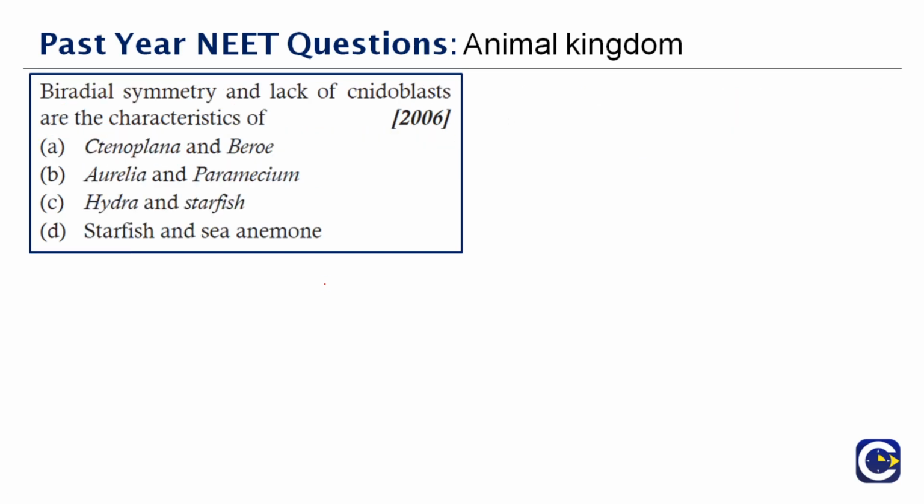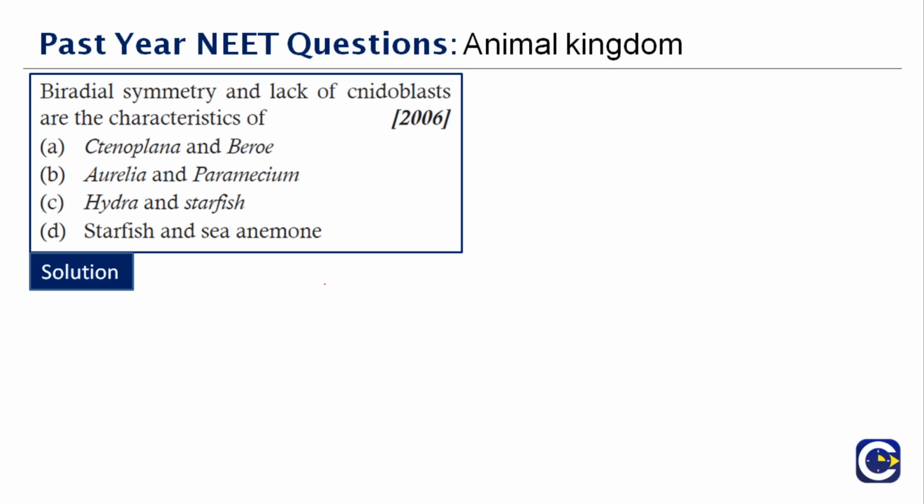Next question here: biradial symmetry and lack of cnidoblasts are the characteristics of dash. So what actually comes under this? You're given four options here. What do you mean by biradial symmetry? When we say bi, it is two, right? So what do you mean by biradial symmetry?